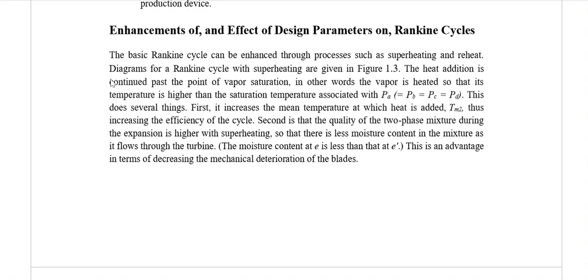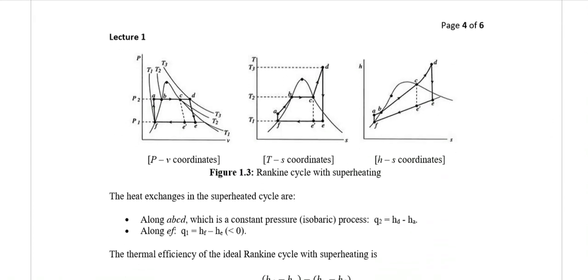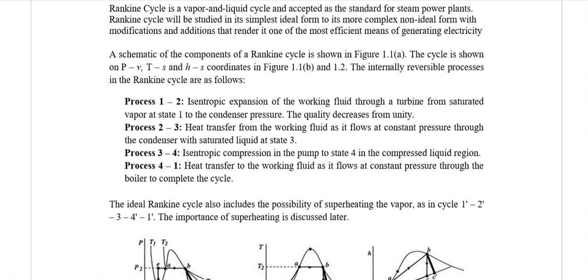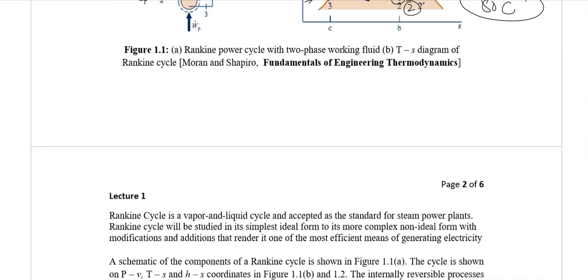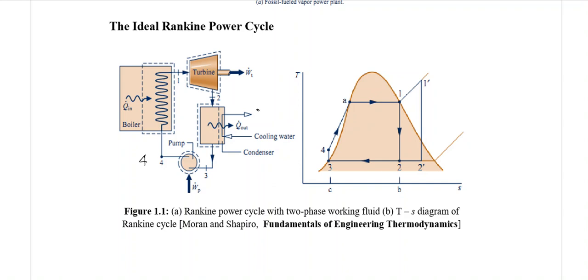We can enhance the mean temperature by two processes. One we call superheat, and the other is called the reheat process. So what actually is the superheat process? Moving back to the ideal cycle, the normal saturated cycle, we started the Rankine cycle previously at state one, which was at the saturated state.